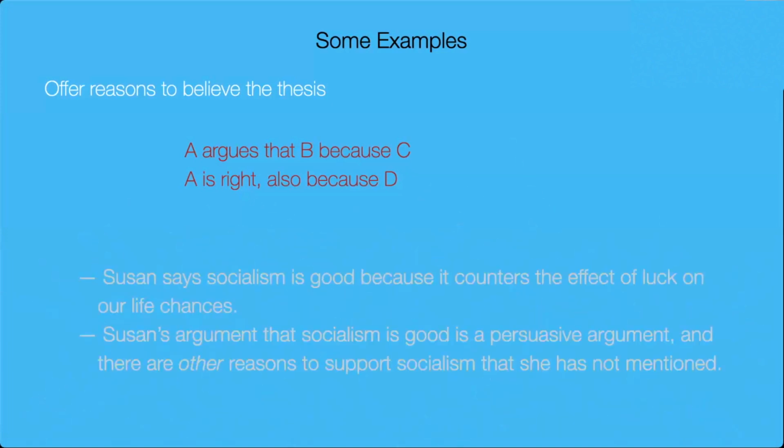So Susan says socialism is good because it counters the effect of luck on our life chances. Susan's argument that socialism is good is a persuasive argument. I accept her thesis. And there are other reasons to support socialism that she has not mentioned. And then my project will be presenting those reasons, showing why she is correct, and also why my reasons would make her argument even stronger.